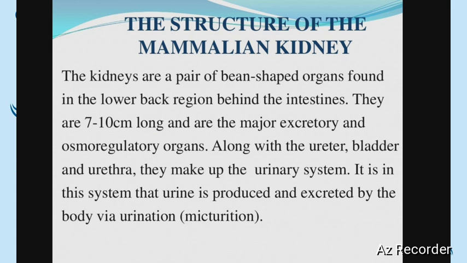So it's a bean-shaped structure found in the lower back region behind the intestine. You can also say that the kidney is found in the retroperitoneal space, and this retroperitoneal space is between the 12th thoracic vertebra and the 3rd lumbar. That's where you see the kidney's position. So the kidney is a major excretory and osmoregulatory organ.